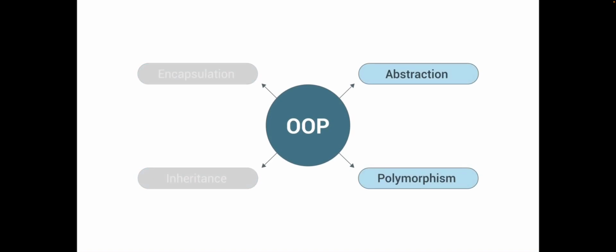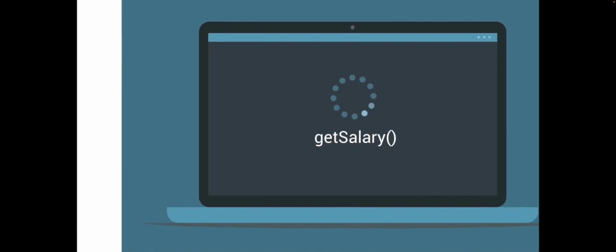Abstraction and polymorphism can be a little more difficult to understand. Abstraction allows us to hide complex logic behind an easy-to-use interface. For example, getSalary does what you expect it to. You don't need to know what's happening behind the scenes, how many hundreds of methods it might be calling.